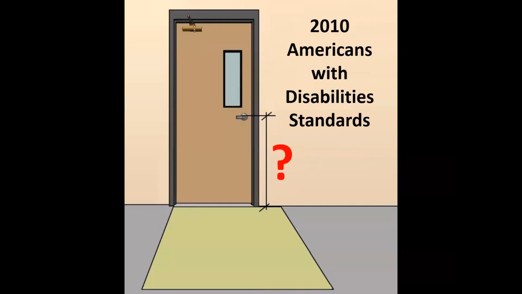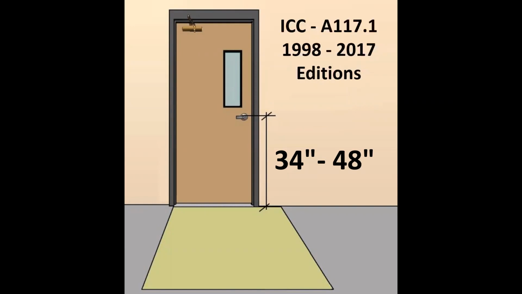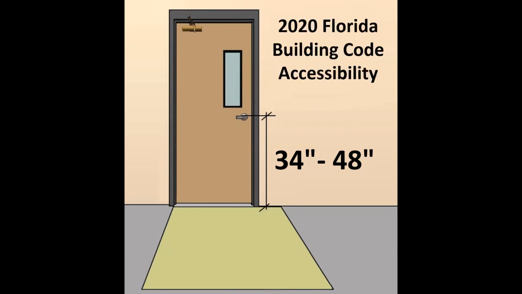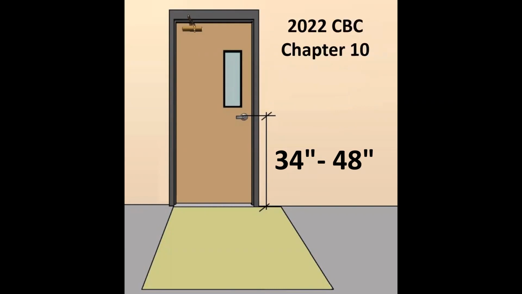Starting with the 2010 Americans with Disabilities standards, we see the hardware height is required to be 34 to 48 inches above the finished floor or ground. The 2012 Texas Accessibility Standards also requires 34 to 48 inches above finished floor. The ICC A117.1, the 2017 standard, also requires the same 34 to 48 inches. So does the 2020 Florida Building Code on Accessibility and the 2020 Building Code of New York State. The 2022 California Building Code, Chapter 10 on means of egress, also requires 34 to 48 inches above finished floor.